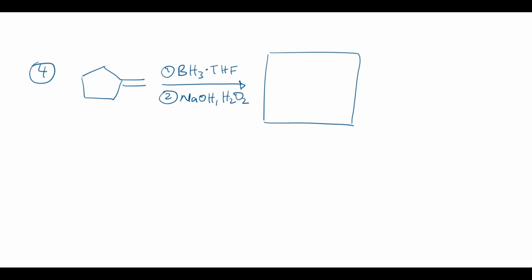So this question asks us to provide the product of this reaction. So essentially, we need to ask ourselves the question, what type of group do these reagents add across the double bond of the alkene? It has to be hydrogen and a hydroxy group. But this addition of these groups is usually done in an anti-Markovnikov fashion.